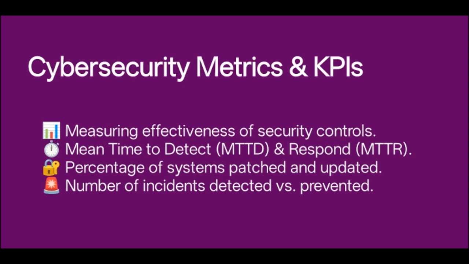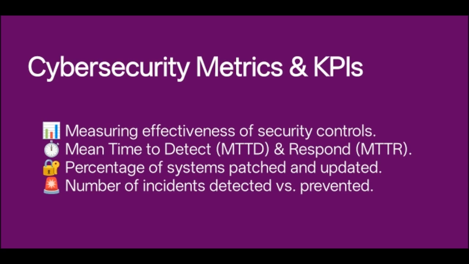business day. If they also have a patch compliance rate of 98%, it means most of their systems are hardened against known vulnerabilities. Finally, if 90% of phishing attempts are blocked before reaching users, they know their preventive controls are working effectively. These numbers, these metrics, give management confidence and help security teams prove their effectiveness.